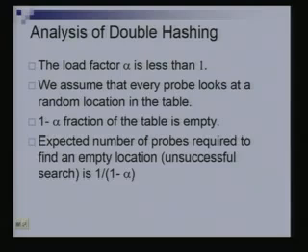If alpha is half, that means the number of elements divided by the size of the table is half, which means only half the table is occupied, so half the table is empty. So 1 minus alpha fraction of the table is empty. If 1 minus alpha fraction of the table is empty, then suppose my search was an unsuccessful search. What does an unsuccessful search mean? That the element is not in the table.